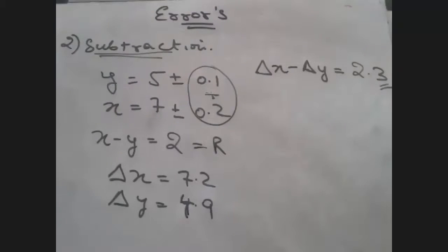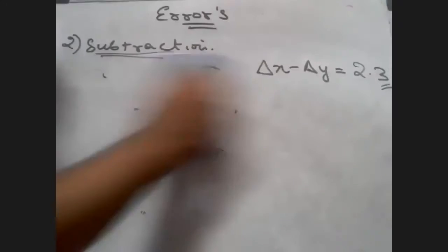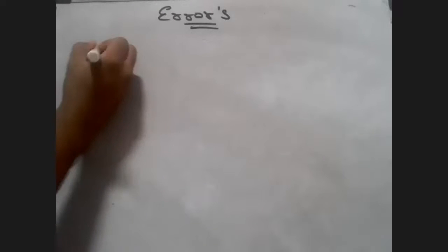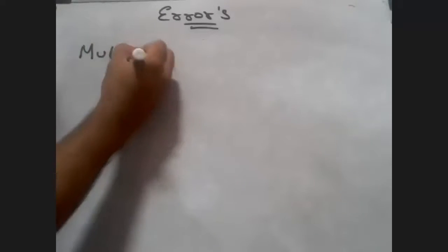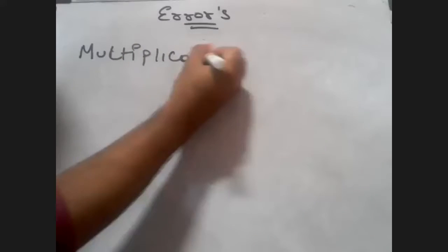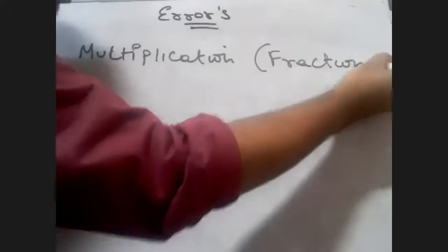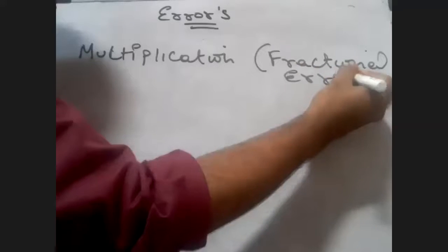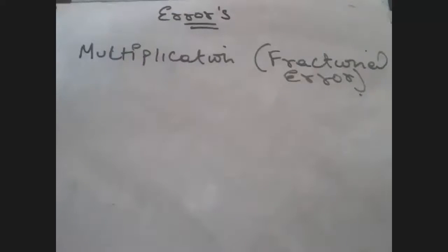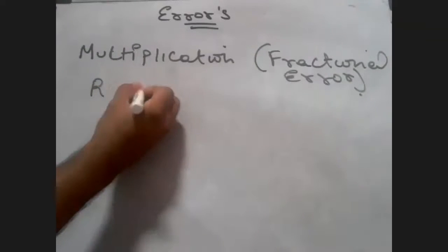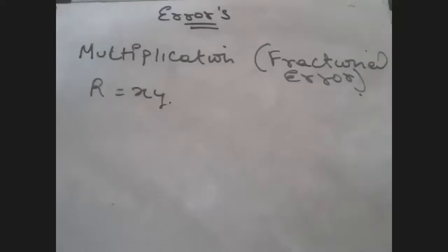Okay. Now, if you have understood this, let's go to another topic called multiplication. Look here. Multiplication is also known as fractional error. So listen to me. Suppose my result this time is not x plus y, let me say it is x into y. So it becomes multiplication.